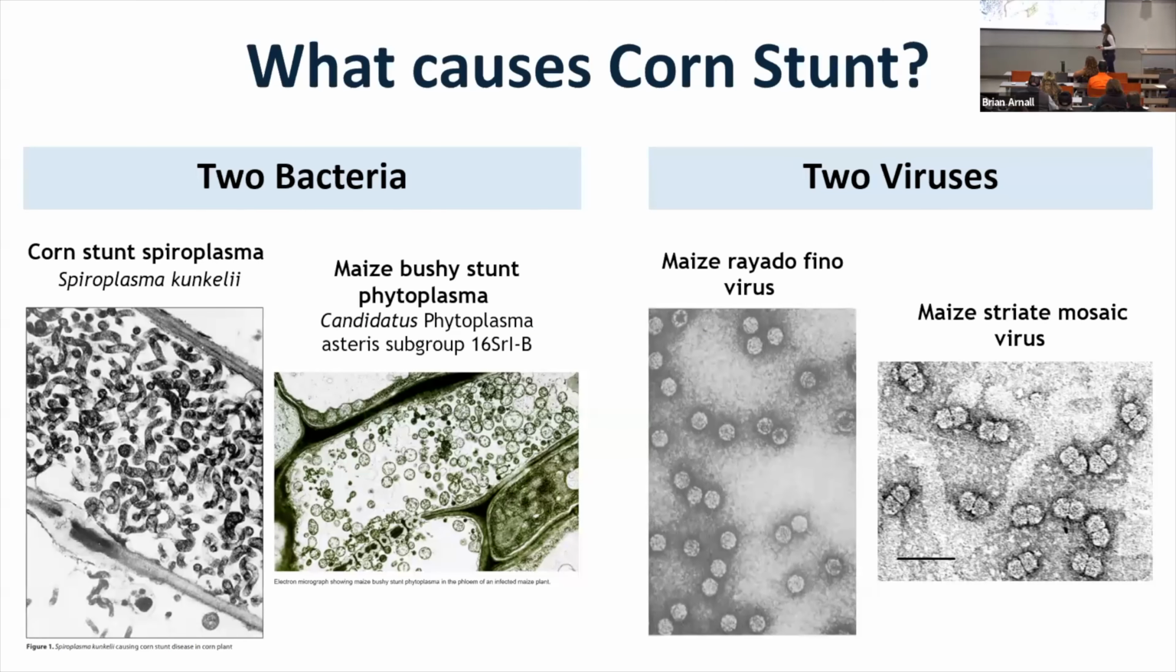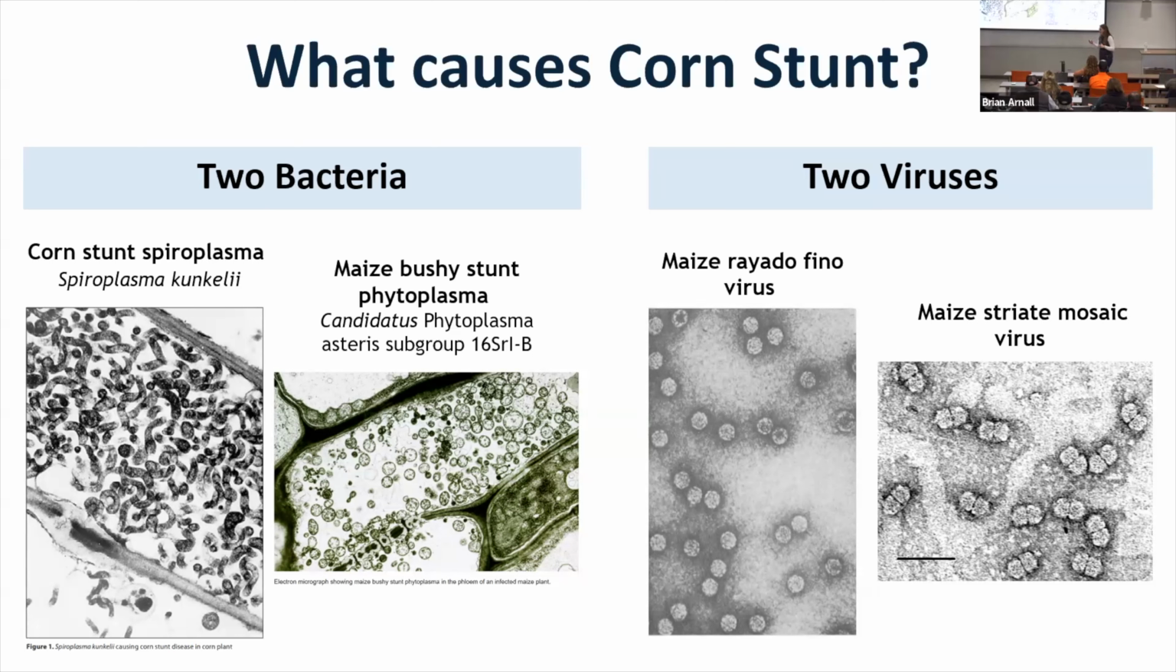But what causes corn stunt, right? So Austria already mentioned that corn stunt is caused by a complex of 4 pathogens, right? Just to highlight again, we have 2 bacteria and 2 viruses involved with corn stunt. So you can imagine, if we have a disease in the field caused by just 1 pathogen, sometimes it's already very hard to manage, right?